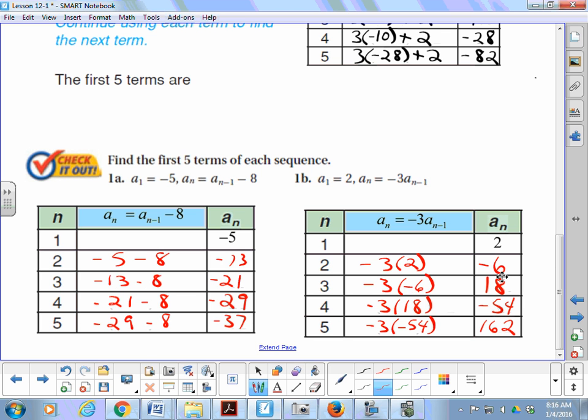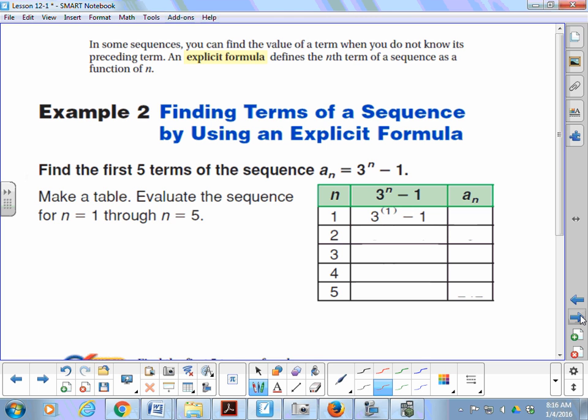Right. Now the other type of formulas are what's called explicit formulas. And explicit formulas are basically like a y equals. The only difference is we're using a sub n still for our answer, but in the formula we're just putting n in there, and n refers to the term number. Okay? So n is always going to be the term number. So in this situation, all we're going to do is plug in the numbers 1, 2, 3, 4, and 5, put in the term numbers for the value of n to find the next term.